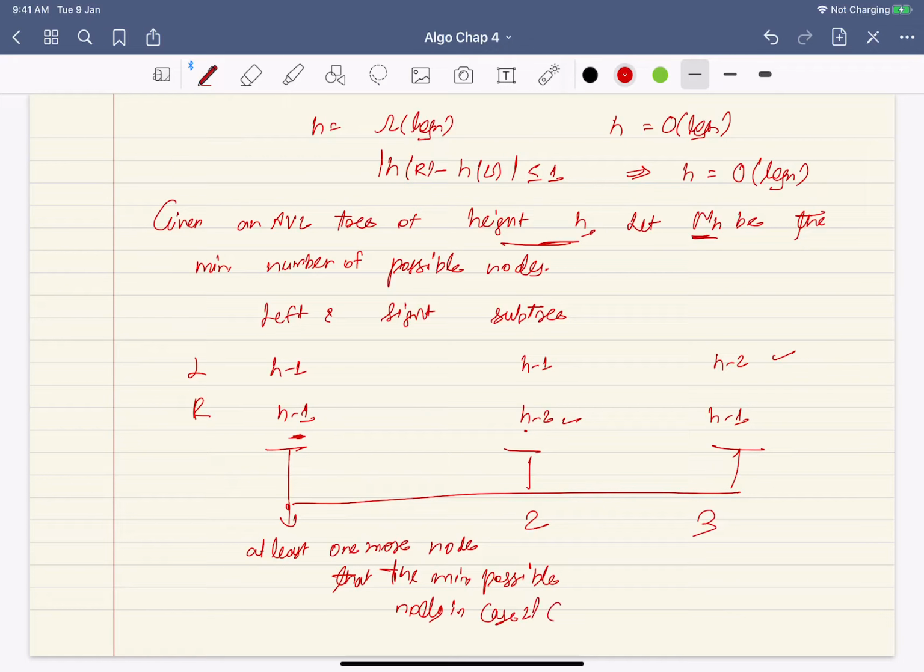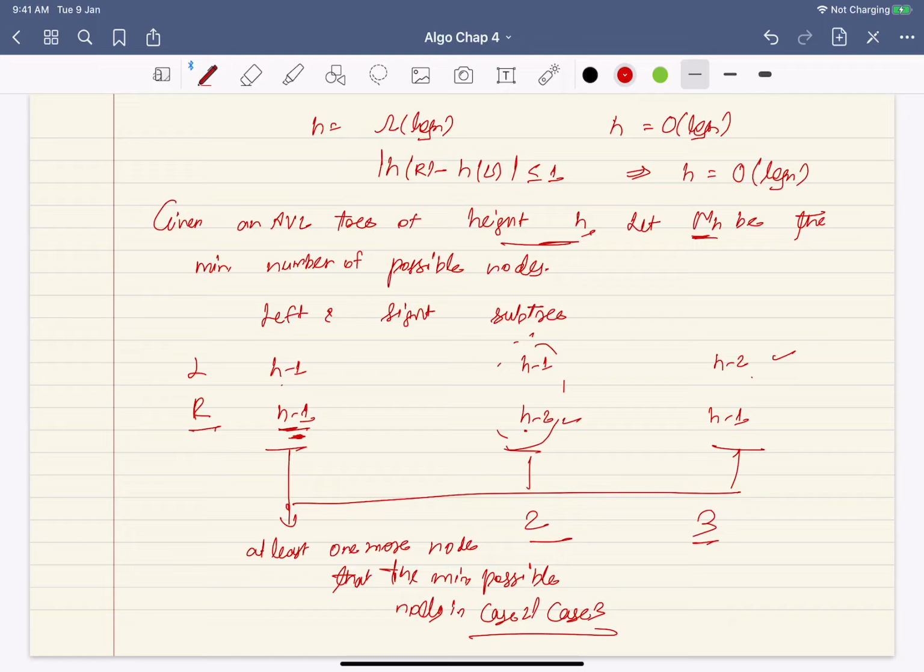Because case 2 and case 1, how do they differ? They differ because right subtree has an extra height, so that means you need to have at least one more node if you are taking the minimum possible nodes here. Similarly, case 3 and case 1, how do they differ? It will have at least one more node in the left subtree. So it will have at least one more node than the minimum possible nodes in case 2 and case 3. So that means case 2 and case 3 look symmetric. So one of the subtrees is h minus 1, another is h minus 2.